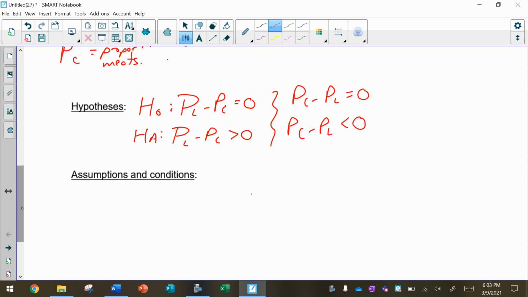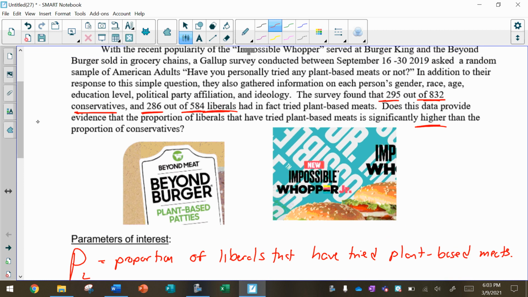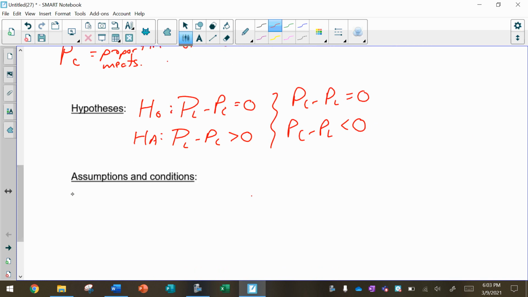Now, the assumptions and conditions are the exact same thing we saw yesterday. So we have a random sample of 832 conservatives and 584 liberals. So we have a random sample of 832.